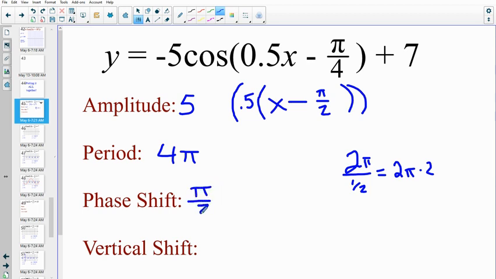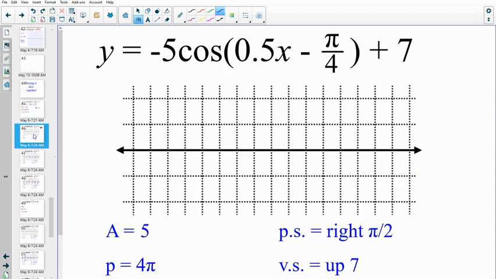And I've been trying to be very careful about this. This is a perfectly good answer if you want to say to the right by pi over 2. If you want to put a plus sign, any one of those is going to be okay. But do not say negative, because that's wrong. We're going to the right. We've got a positive phase shift. And then finally, the vertical shift, same thing. If you want to just say 7, that's okay. If you want to say up 7, that's okay. Or if you want to say plus 7, that gets the job done. So those are our 4 facts.